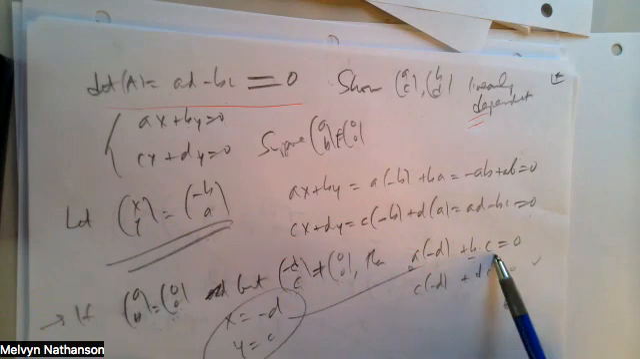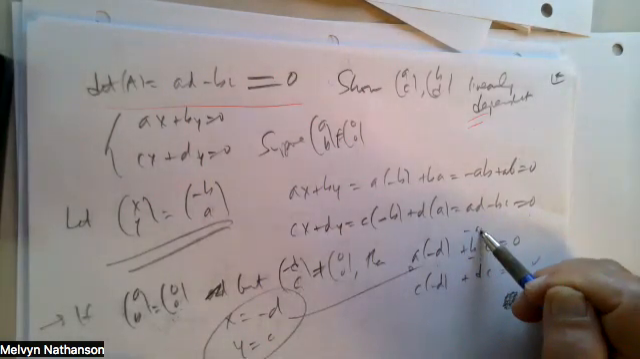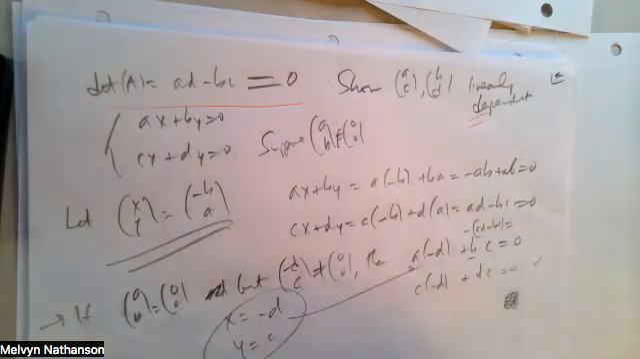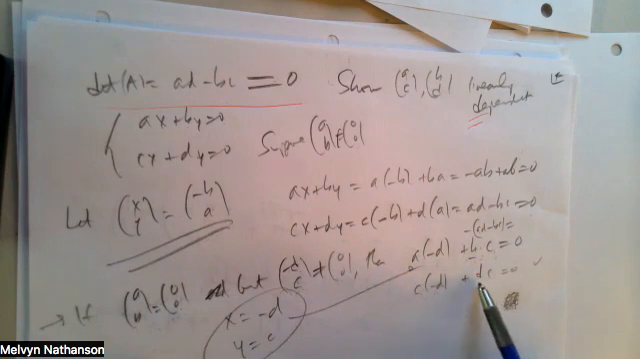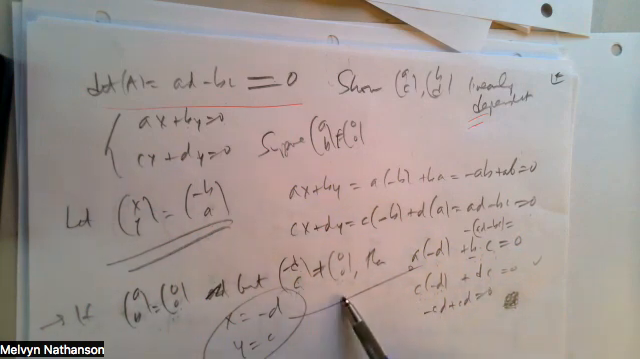I get AX plus BY, A times minus D plus BC. What is that? That's the same as minus AD plus BC, or minus AD minus BC, which is 0. And if I plug these variables into the second equation, I get C times minus D plus DC. That's minus CD plus CD, that's 0. So in this case also, I have a non-zero solution to my system of equations. And that means that the column vectors are linearly dependent.